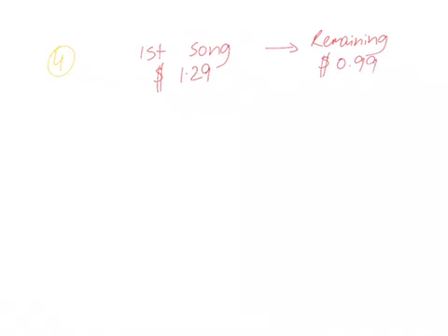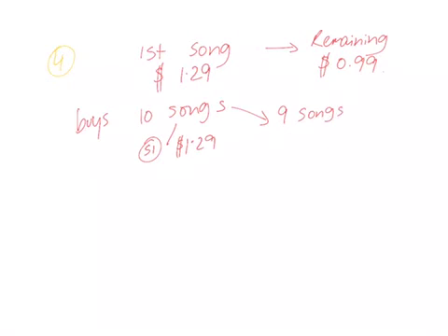Alright, so this question is about Sandy and how she uses a website to find out or download songs. So the first song is at a constant $1.29, right? And then the remaining songs that she's downloading are each at $0.99. So if she buys 10 songs, the first song will be $1.29, right? And then the remaining songs are at 99 cents. So we have this information.